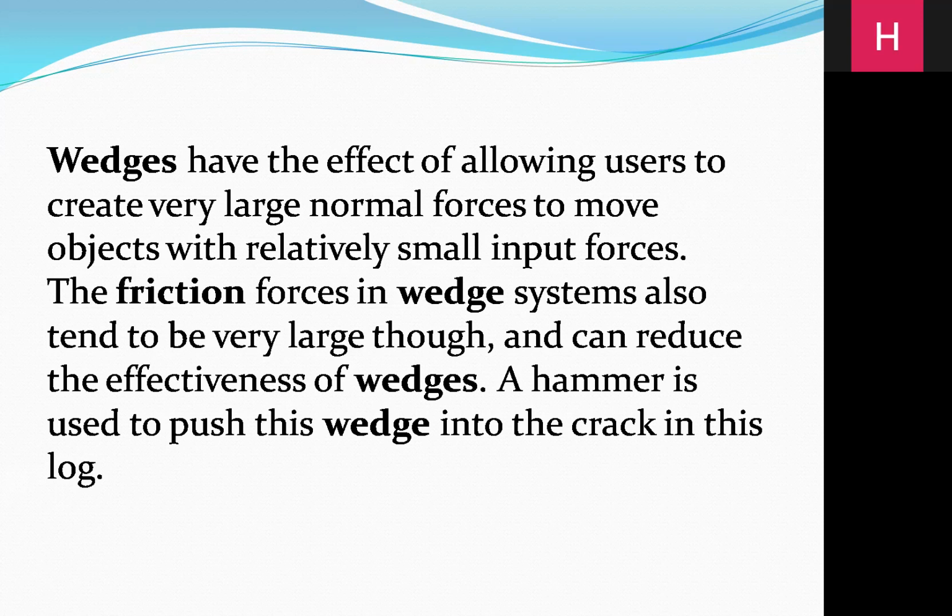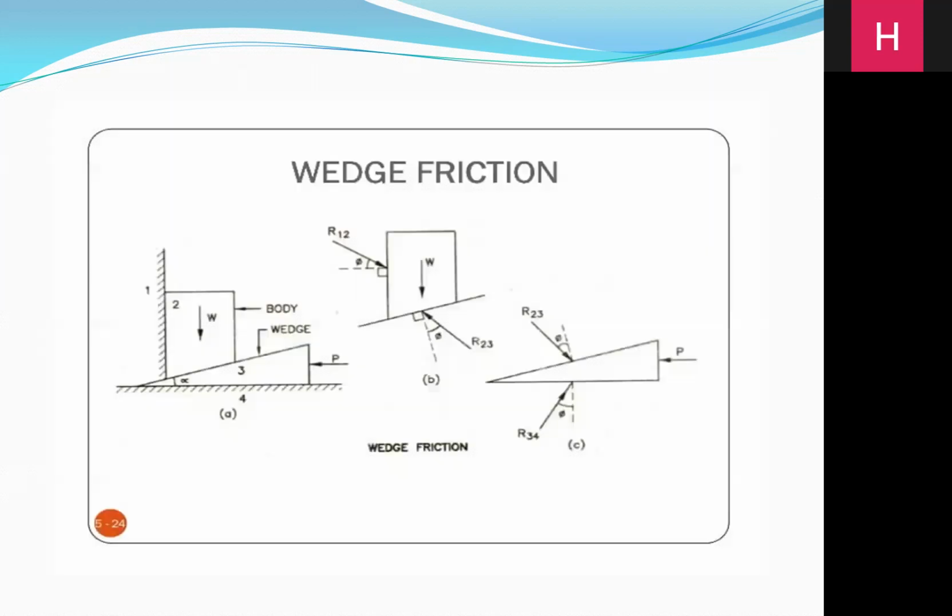A hammer is used to push this wedge into a crack in the slope. Because of the three objects placed, we usually use the hammer to push the wedge to move here and there. Coming to the next slide, here we can see the different wedge frictions.